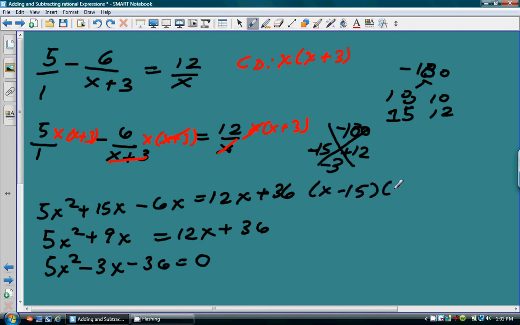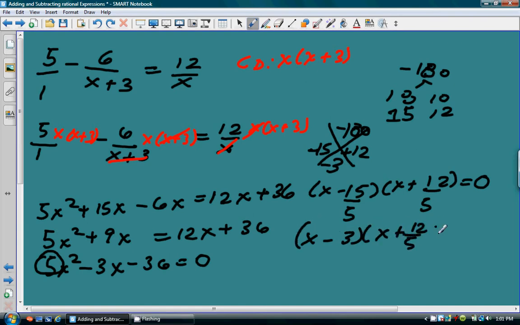Now one other tip I have on this. Anytime there's a number in front, we always divide by that number in front of the x squared. So this is really x minus 3, and this is really x plus 12 over 5.